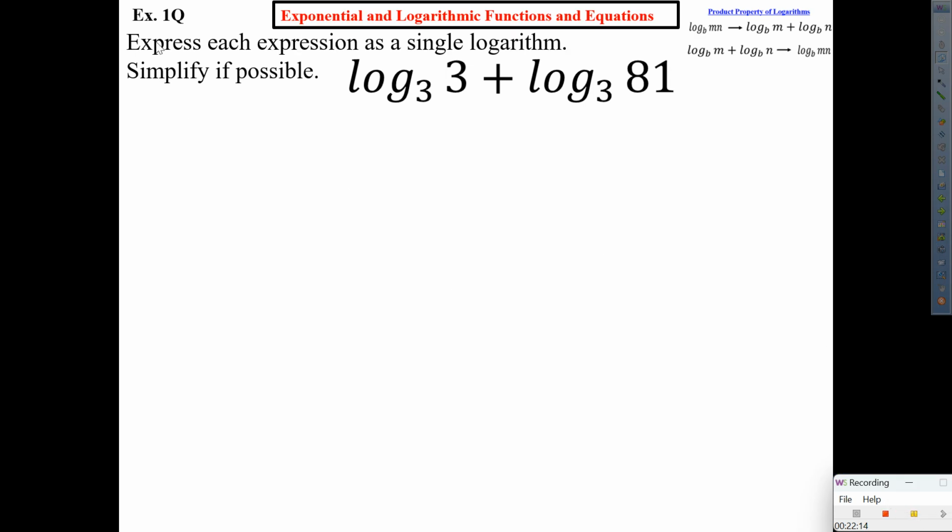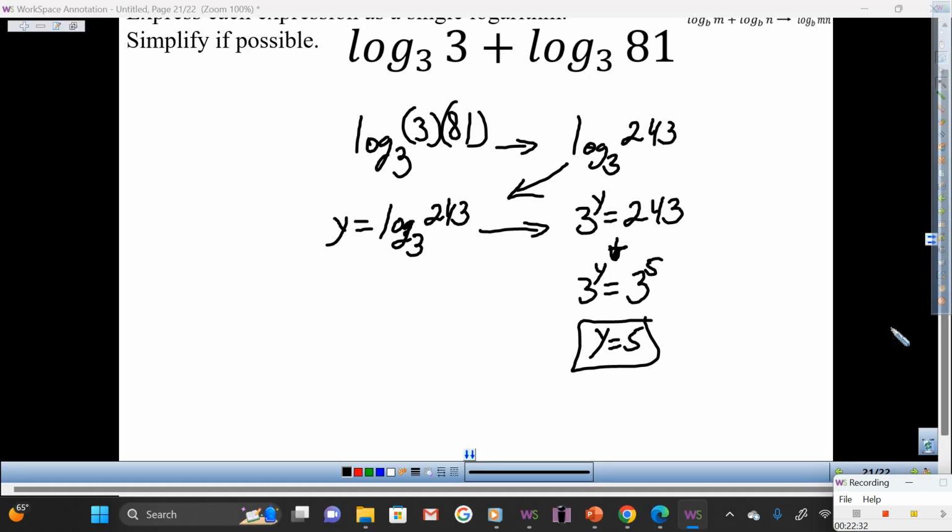So example 1Q, express each expression as a single logarithm. Simplify if possible. Log base 3 of 3 plus log base 3 of 81. Copy and go. So there's the work for that one. From 1 to 5, how comfortable are you with it so far? 5 fours, 5 fours, okay. Send me your notes.